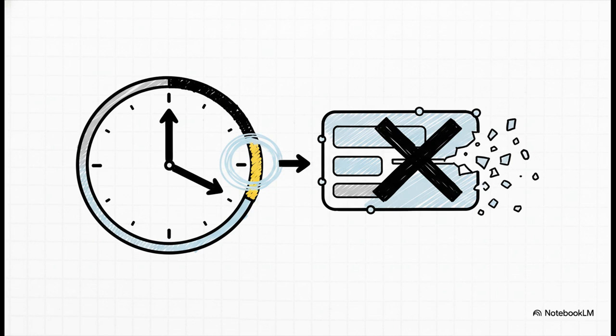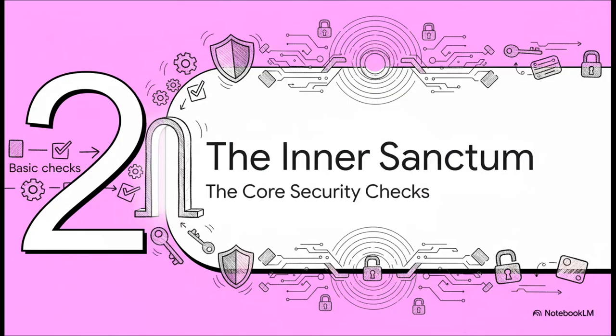That expiration date is the very next checkpoint, and it is a big one. It's a simple black and white rule. If the current time is past the token's expiry time, it's invalid, instantly, no exceptions. This fail-fast approach is so important because it means we don't waste a single CPU cycle on an old, possibly compromised token. So our token has made it past the initial gatekeepers. It's formatted right, it hasn't expired. Now it gets to enter the inner sanctum.